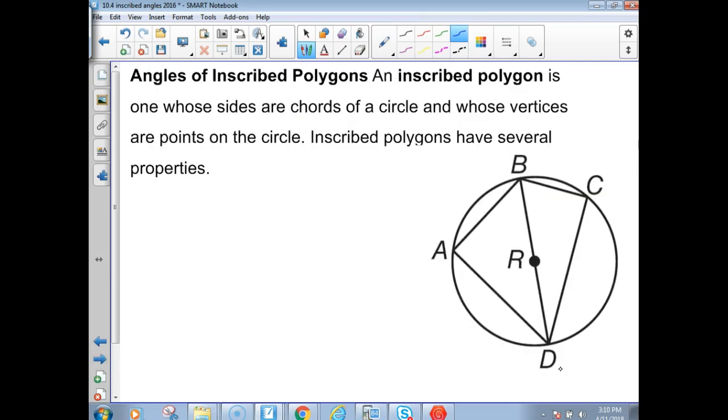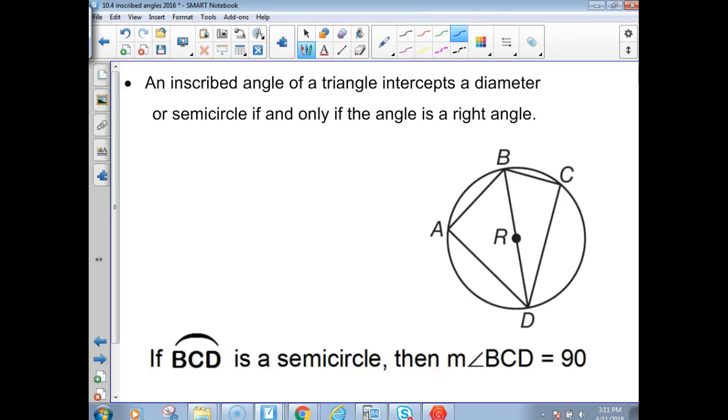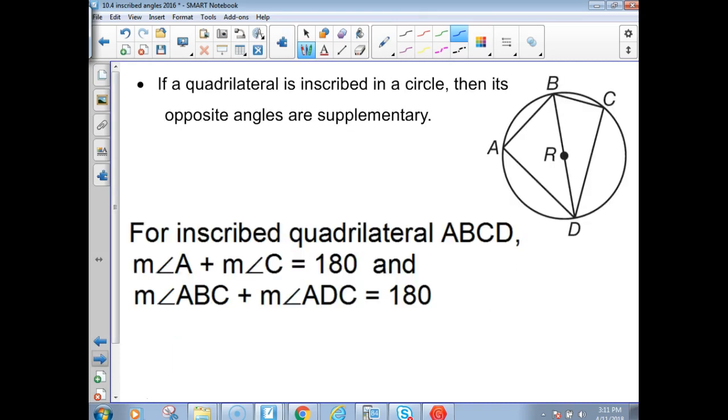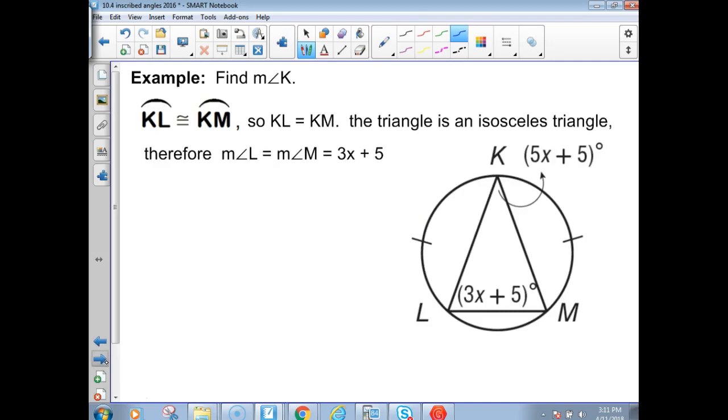All right, inscribed polygons, we already discussed that this would have to be a right angle and this would have to be a right angle because they both intercept a diameter. Okay, and then I don't really need to go back over these again, except that angle A plus angle C would be 180, and so would angle ABC plus angle ADC. Let's move on to the first example.